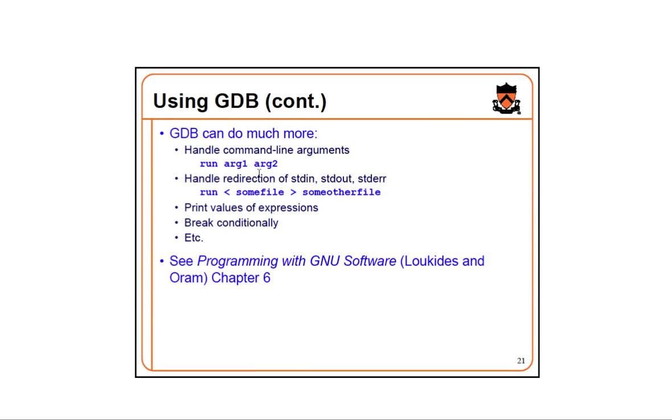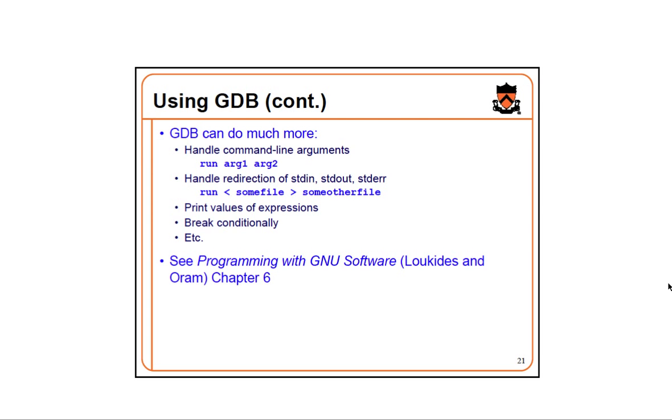Now I can do other stuff too. You can actually provide command line arguments to a function. You can redirect standard in and standard out. You can break conditionally. You can put if tests on the break, like break only if i is greater than 10. So if you want to break on a loop, but you want the loop to run a bunch of times, and only if i gets greater than 10 you want to stop, you can do that.